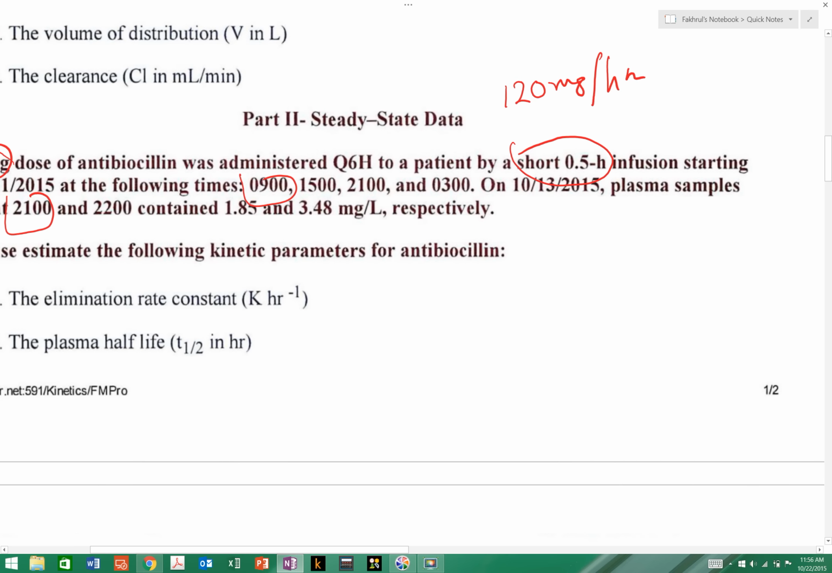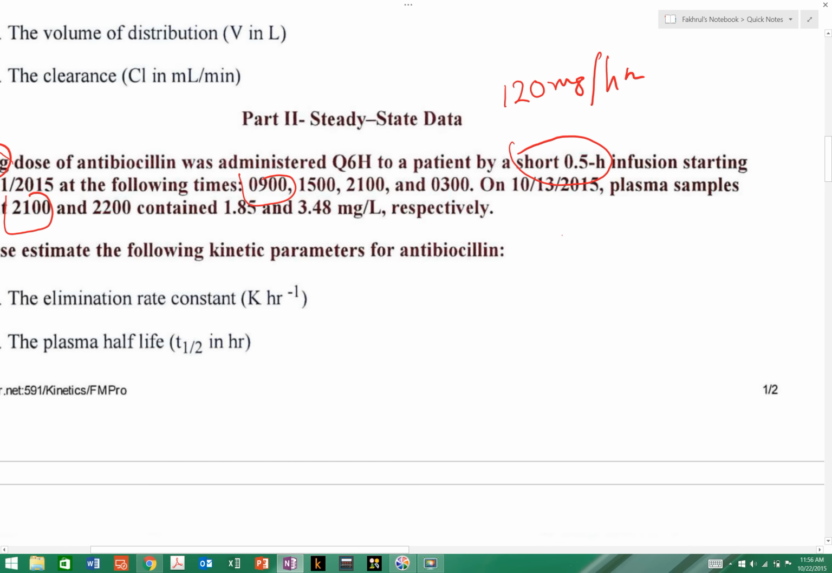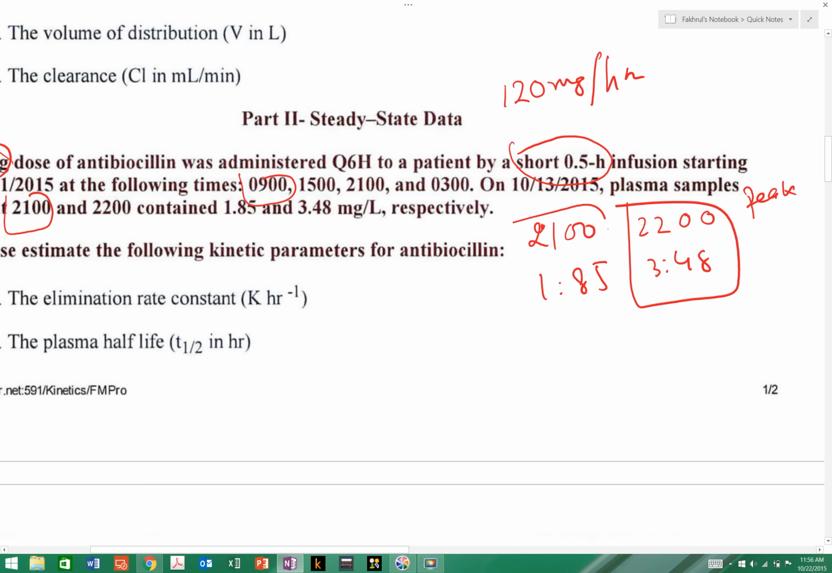This you can just put in a table: 2100 and then 2200. So the concentration at 2200 is 3.48 and the other one is 1.85. As you can see, this would be your peak and this would be your trough.